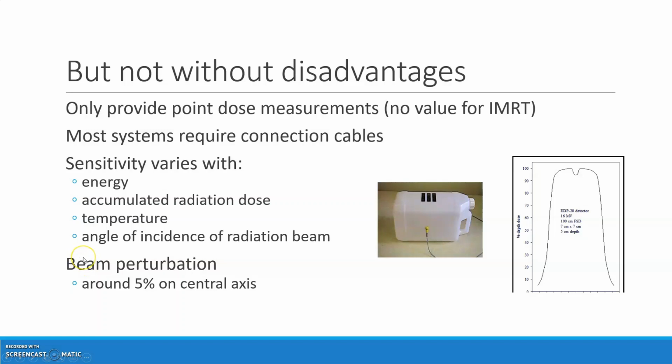Finally on here, beam perturbation. So what we've got in these little diodes are build-up caps, little bits of metal. We'll see this on the next slide, I think, or the slide after. So actually they act like little shields, and you can see that on this dose profile here. So where the diode has been positioned underneath the central axis, there's a reduction in dose because it's going to attenuate the beam. Now that's not a problem if you only use these periodically.